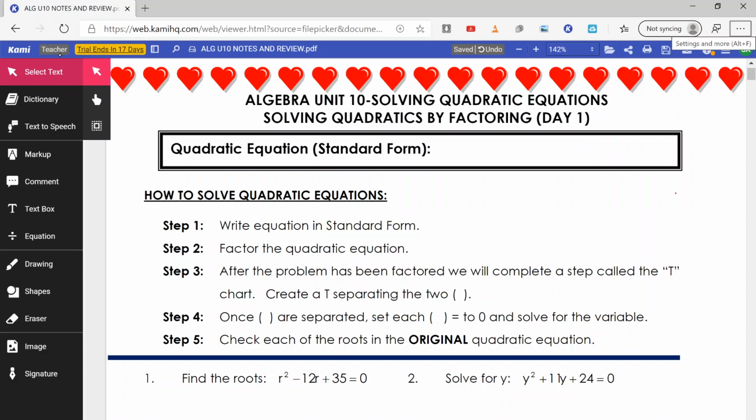This is the 10th unit that I tend to do with my students through the school year, closer to the end of the year. We are going to solve quadratic equations, and the first thing we look at is how to solve quadratic equations by factoring. Now again, this is an equation, so there will be a solution. In the previous unit, that was factoring.